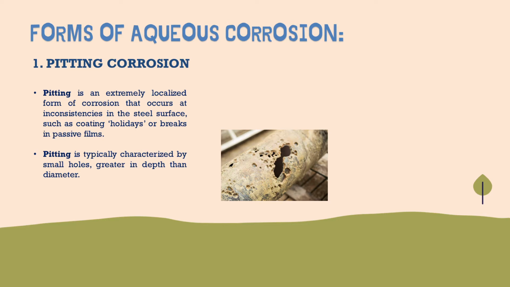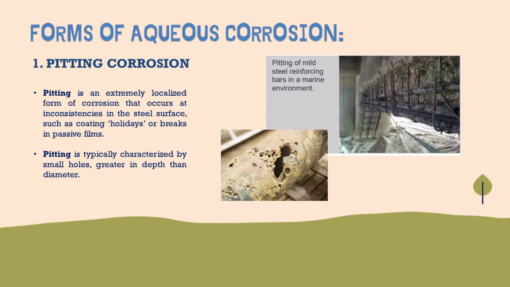As you can see from the figure, there are holes present in the material. This is due to coating holidays or the inconsistency of polishing the particular type of material, in this case, a steel pipe. Another example of pitting corrosion is the pitting of mild steel reinforcing bars in a marine environment.